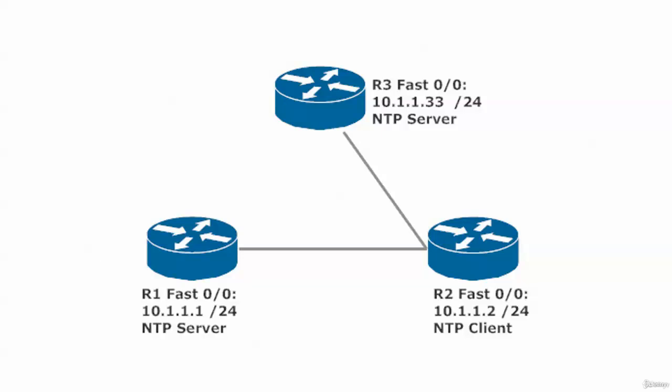Time for us to configure a little something that we'd love to configure with any network service, and that is we're going to bring in some redundancy. We're going to bring in router 3 at 10.1.1.33. I already have the address on there and tested connectivity with router 2, and all is well. But I have not put any NTP configuration on router 3 yet.